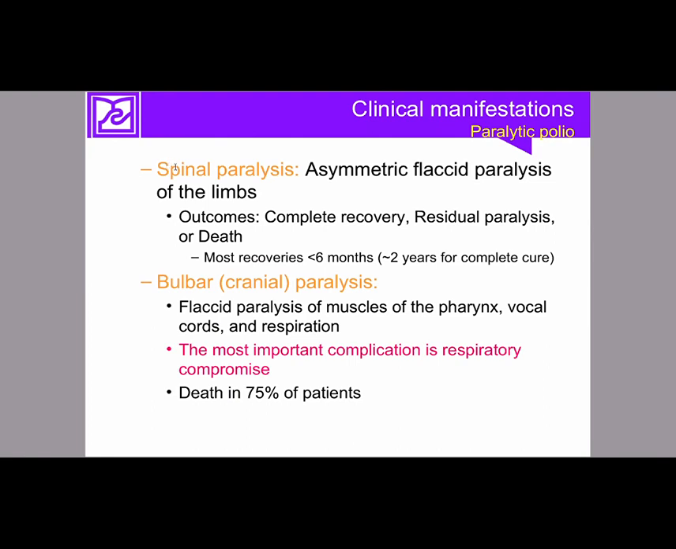Paralysis was spinal paralysis, so this is flaccid paralysis of the limbs, usually the legs, or bulbar cranial paralysis. This is paralysis of the muscles of the head. This happened when the motor neurons of the brainstem were destroyed. So paralysis of muscles of the pharynx, of the vocal cords, or paralysis of respiration. This was the most important complication, okay?